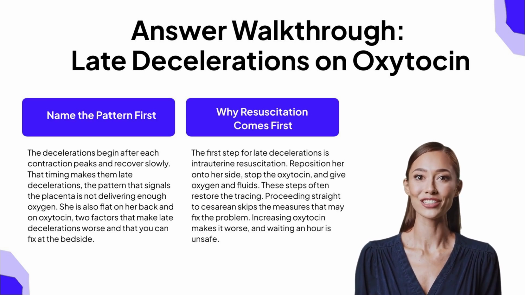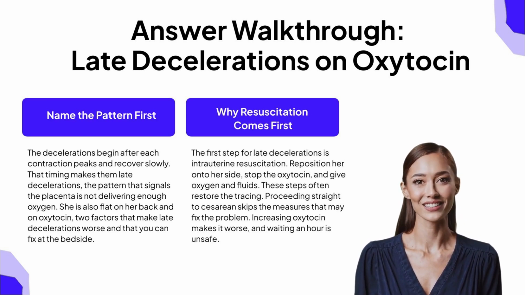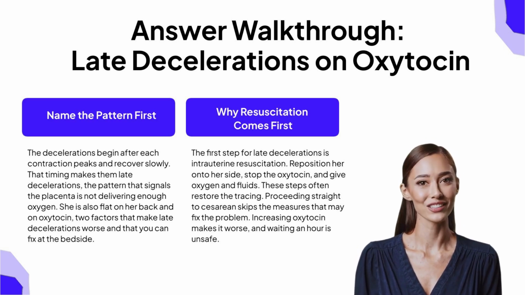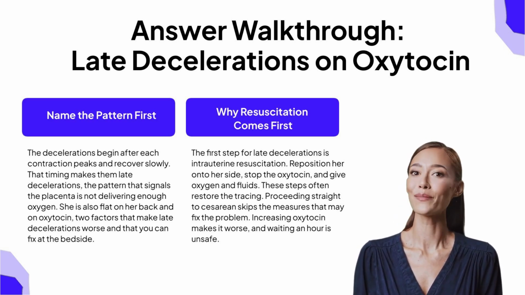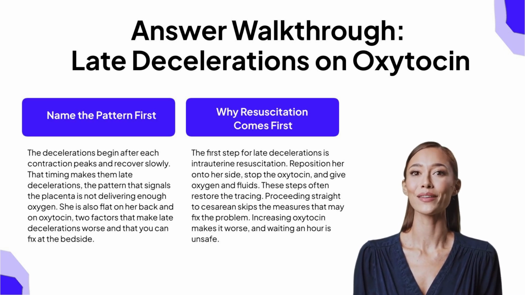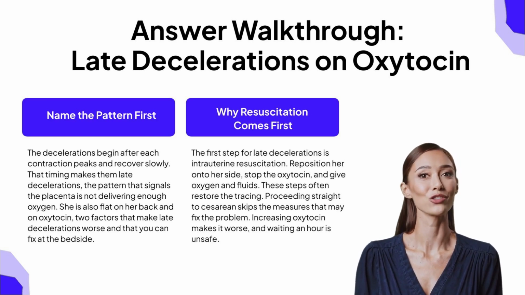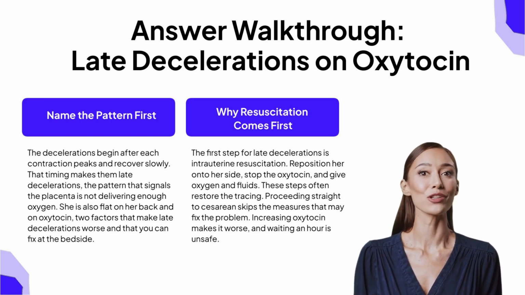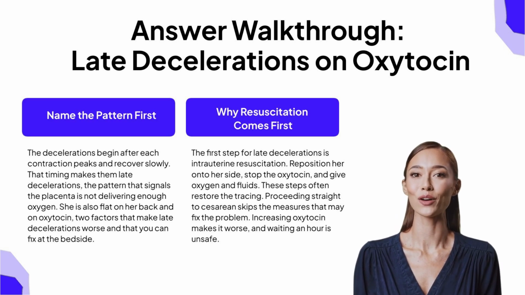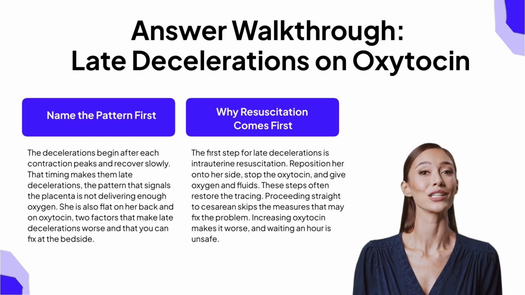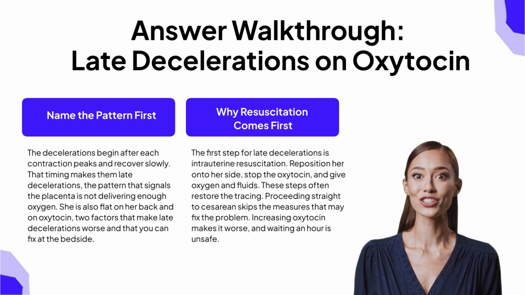Now, why does resuscitation come first? For late decelerations, the initial step is intrauterine resuscitation, which means turning her onto her side, stopping the oxytocin, and giving oxygen and intravenous fluids. Very often, these simple measures restore a healthy tracing. Going straight to a cesarean skips the very steps that may solve the problem. Increasing the oxytocin would make the decelerations worse, and waiting a full hour while the fetus is stressed is unsafe. The correct answer is to reposition the mother, stop the oxytocin, and give oxygen and fluids.